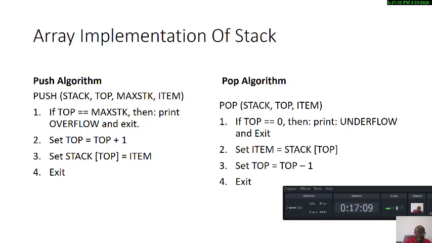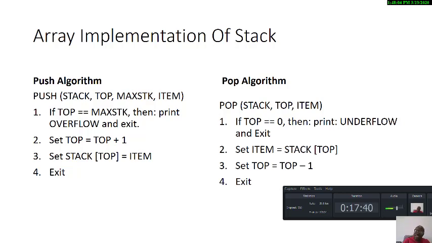Then the third step is saying that you now put the item into the location where the top is pointing to. So set stack at top equals item, because now the top is having the empty location address. So you put it there, and the last step says that you exit. So basically, that is how the push algorithm goes. Now let's look at the pop.